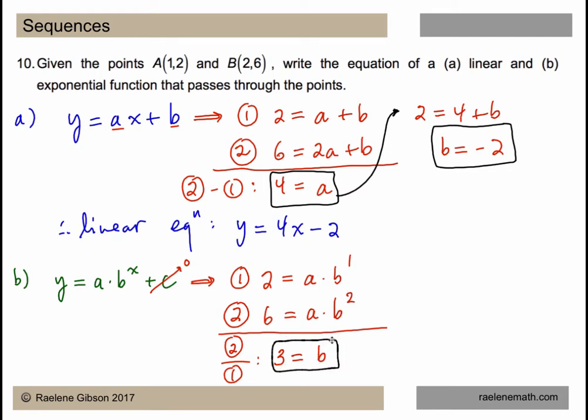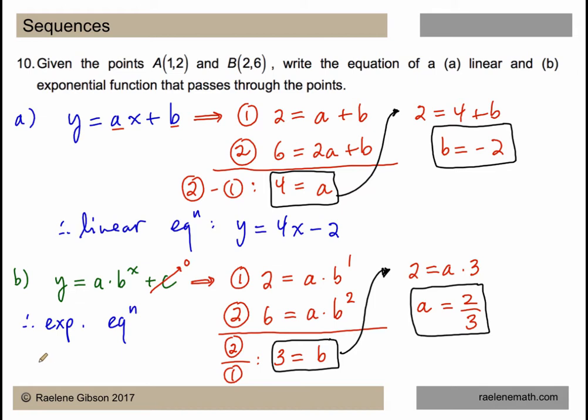So from this we can back substitute now, and I'm going to choose to do so in equation 1, which says that 2 is equal to a times the b value of 3, and therefore a is equal to 2/3. So we have our 2 parameters for our exponential model with a horizontal asymptote at y equal to 0, and therefore y is equal to, let me just put exponential equation, and we're going to get y is 2/3 times the base of the exponent 3 raised to the x.